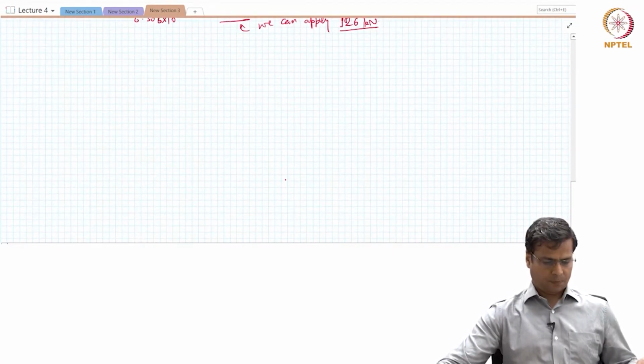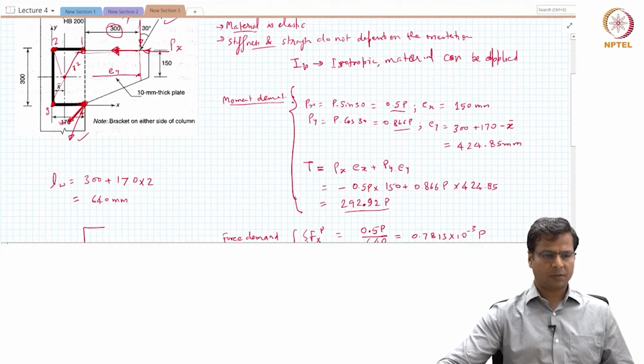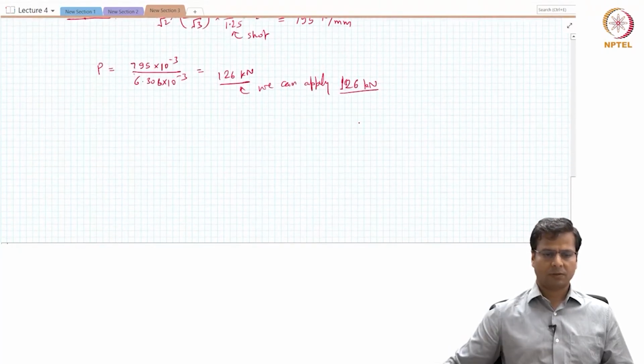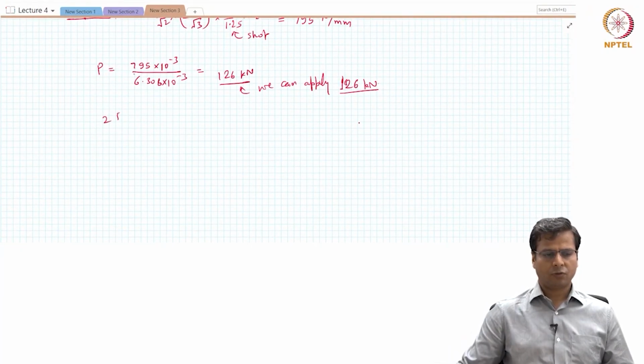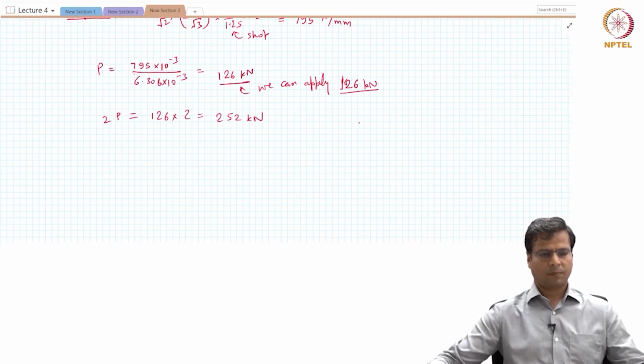Okay. Now that is the capacity for a single plate. It is also mentioned in this one, bracket on either side of the column. That means there are two such plates. So if there are two plates, we will use 2P. Therefore 2P will be equal to 126 multiplied by 2, which is basically equal to 252 kilonewton. All right.